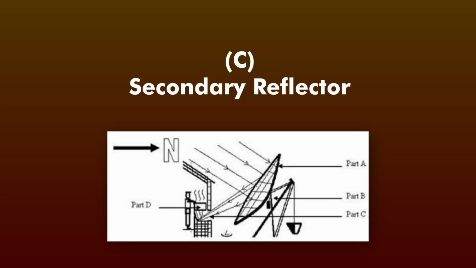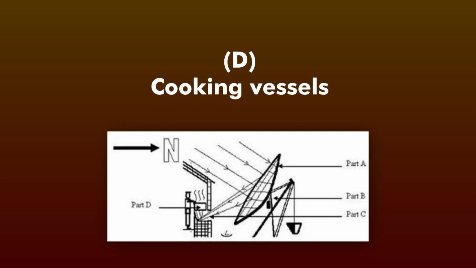The third one is called the secondary reflector. This is provided in an opening in the north facing wall of the kitchen or the cooking place, just below the cooking vessel. This reflector receives the concentrated solar radiation and reflects it onto the bottom of the cooking vessel. And the next thing is basically called the cooking vessels.